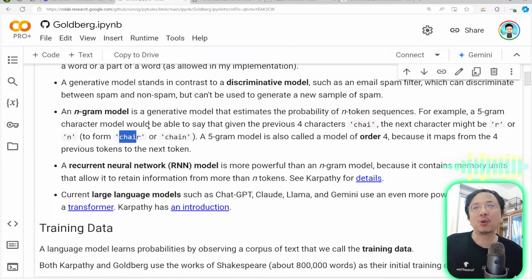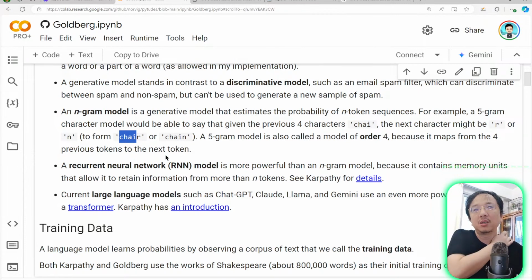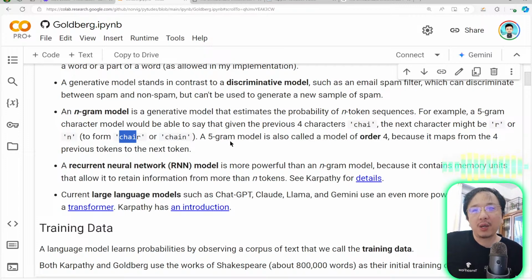好，所以 n-gram model 其实可以看成是一个自回归 autoregressive model，只是说我们只考虑最后的4个字母。如果是 5-gram 我们只考虑最后的4个 character。那如果你是 6-gram 的话，你就考虑最后的5个，就是一个固定的长度的有限的最后的几个字母。So a 5-gram model is also called a model of order 4 because it maps from the 4 previous tokens to the next token.